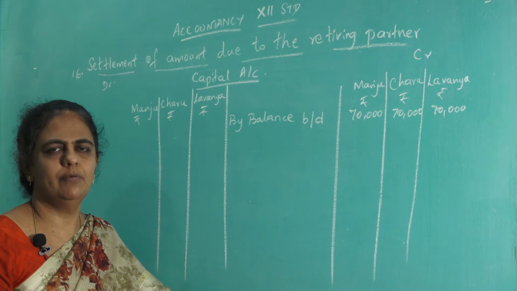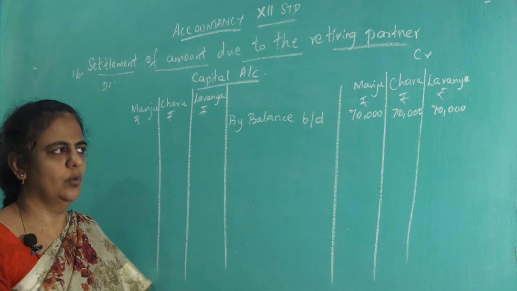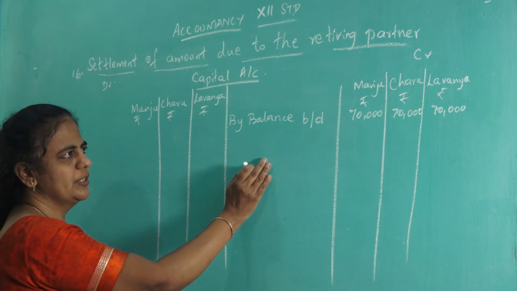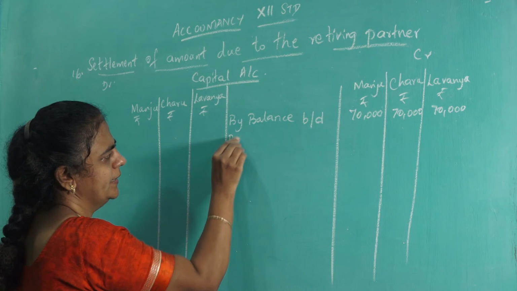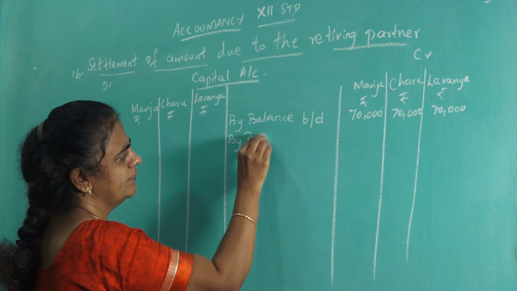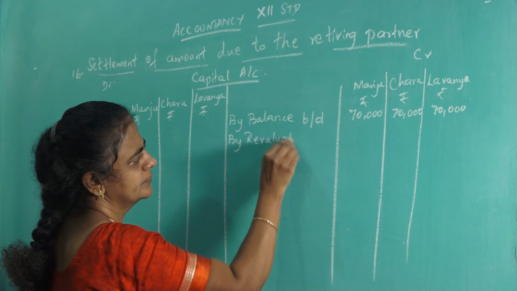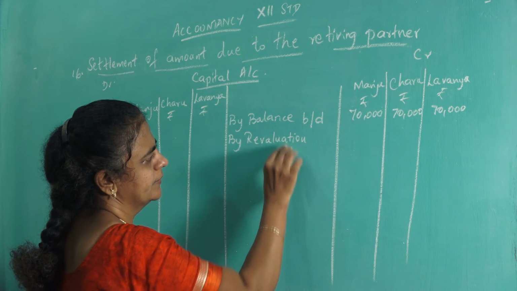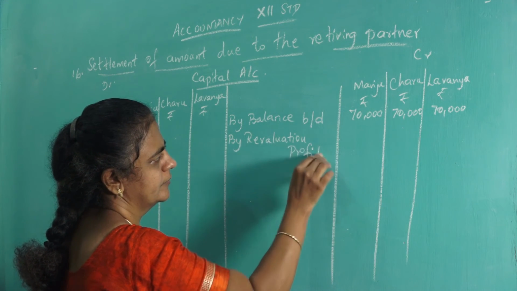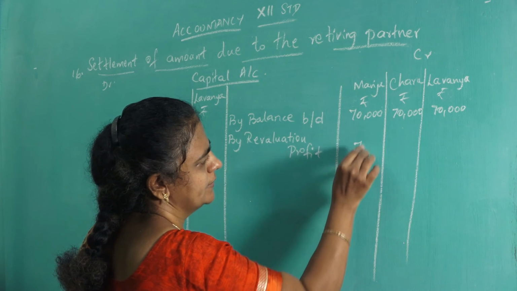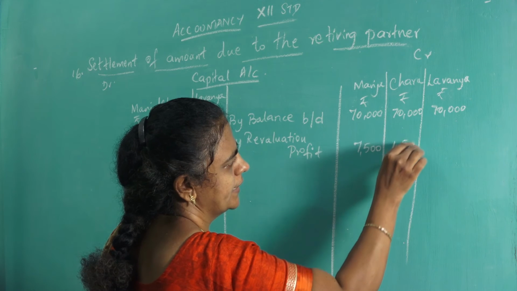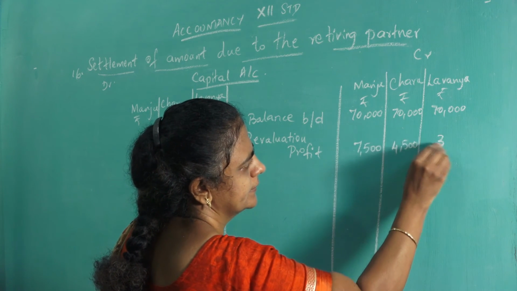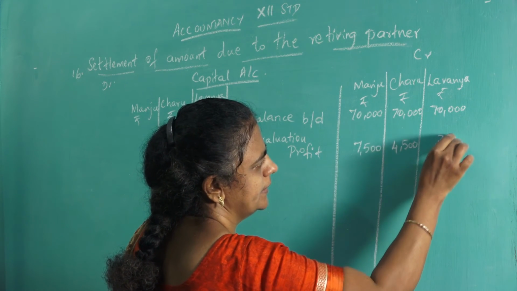Then the revaluation profit, what you calculated now, that you bring it here. Profit means on the credit side, loss means you have to put on the debit side. So by revaluation profit 7,500, 4,500 and 3,000.